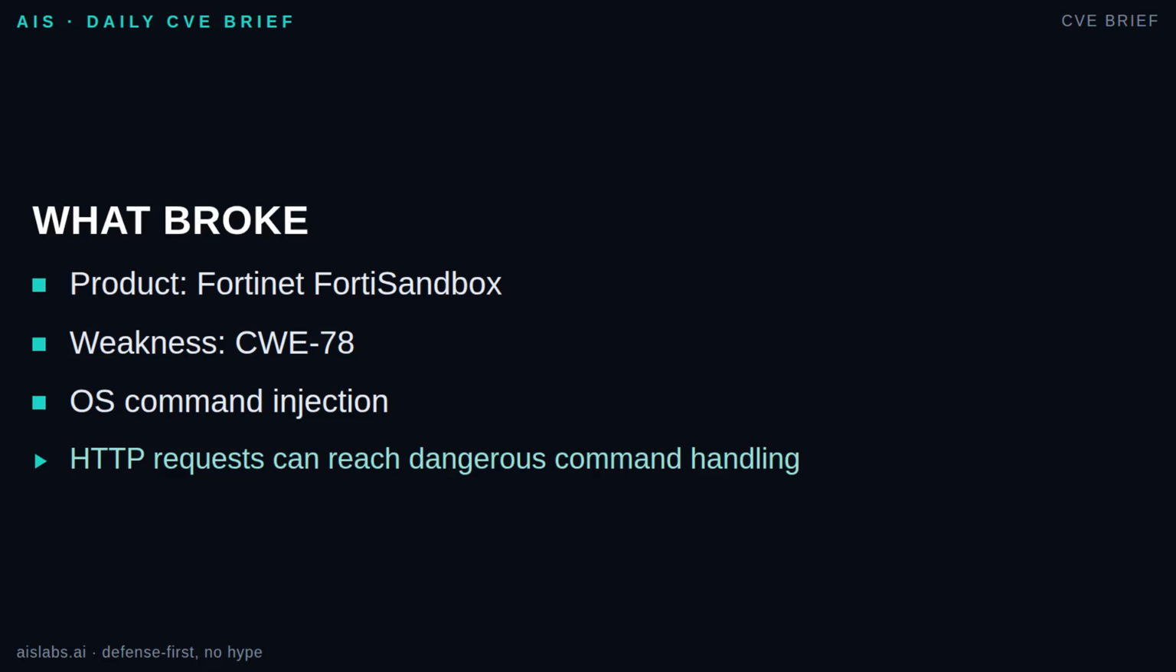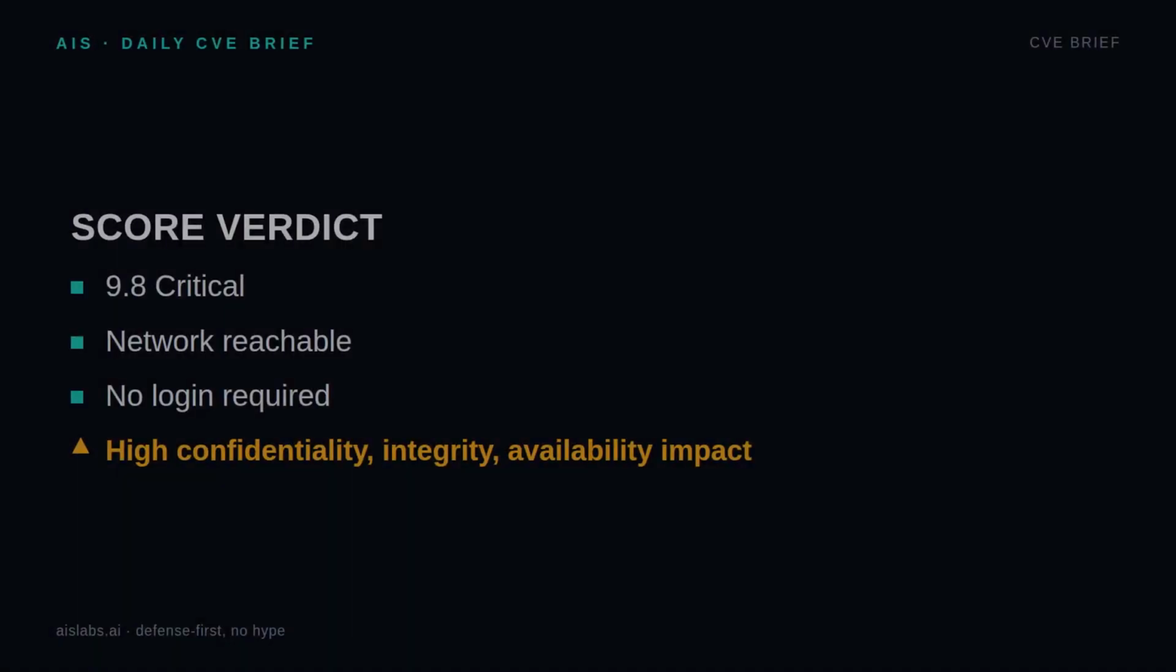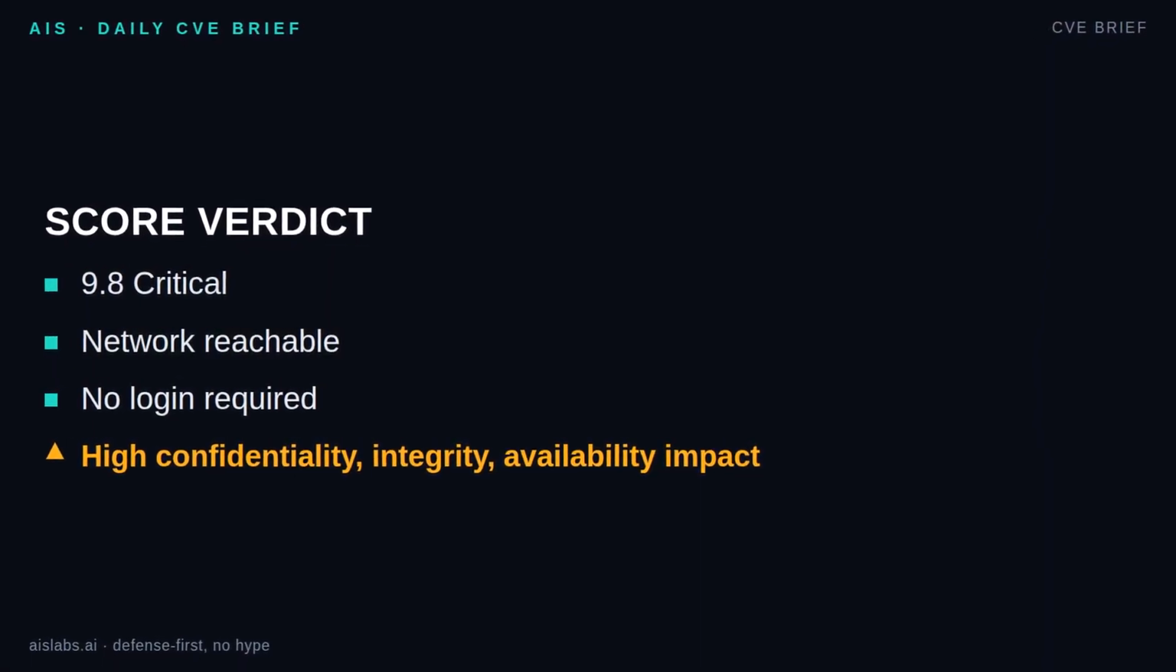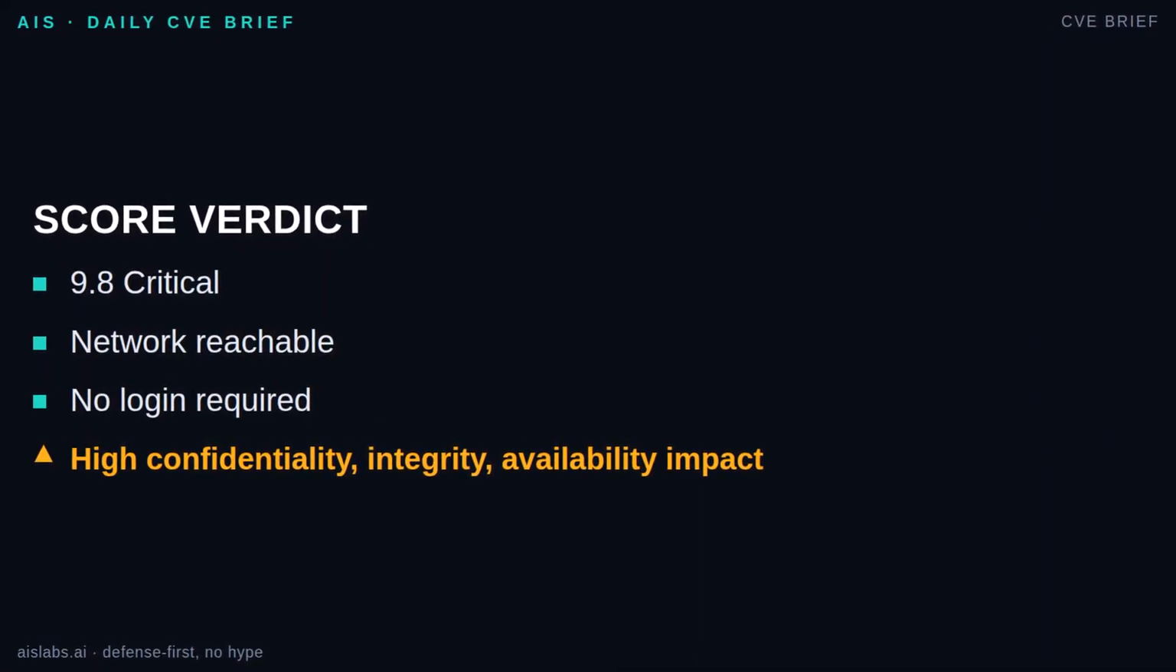The CWE is CWE-78. In human terms, that means user-controlled input can make its way into a place where the system builds or executes operating system commands, without neutralizing the special characters or structure that change what the command does. The attacker does not need to be a legitimate user according to the CVSS vector, and the triggering path is through crafted HTTP requests. Verdict: this is a patch now, unauthenticated remote command execution risk.